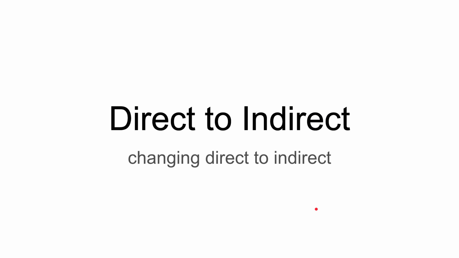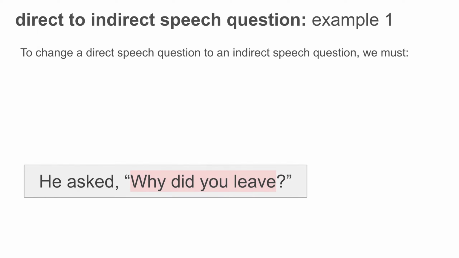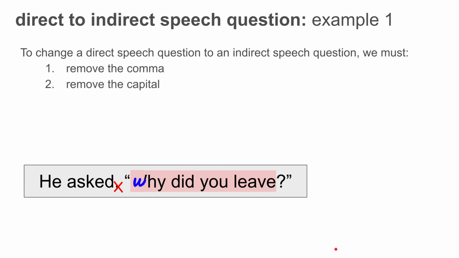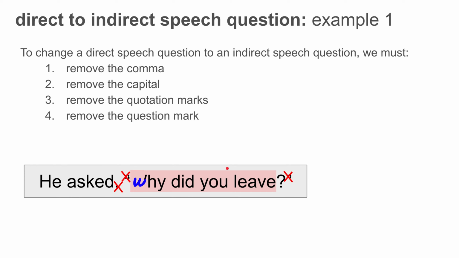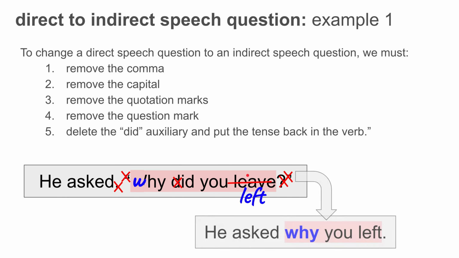Let's talk now about how to change a direct information question into an indirect information question. To change a direct speech question into an indirect speech question, we must, one, remove the comma. Two, remove the capital, so no capital W but little w. Remove the quotation marks, no quotation marks. Remove the question mark, no question mark. And we have to delete the did auxiliary, and put the tense back into the verb. So no did, and instead of leave, we say left. And we end up with, he asked why you left.